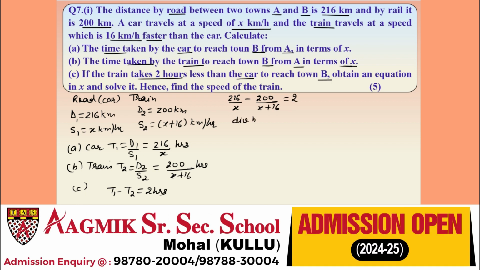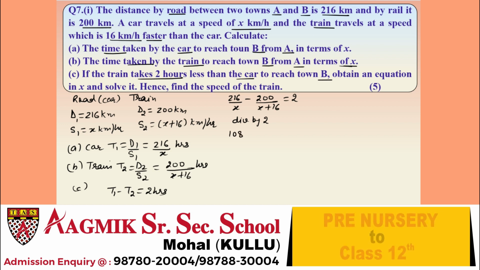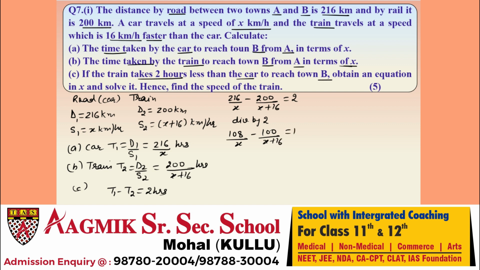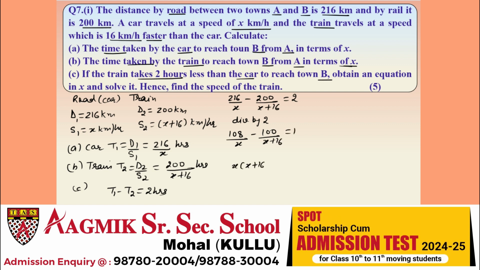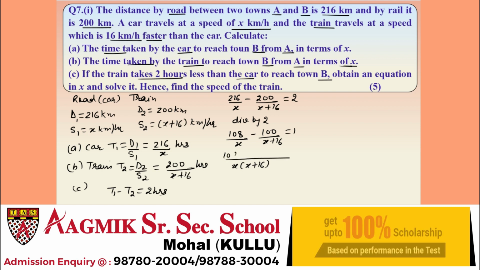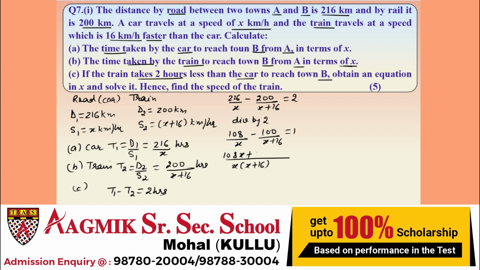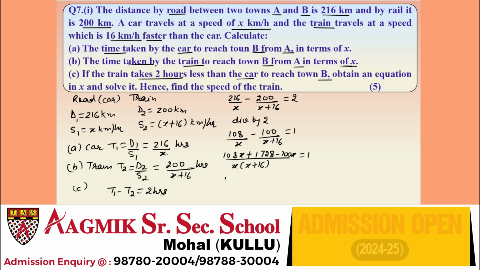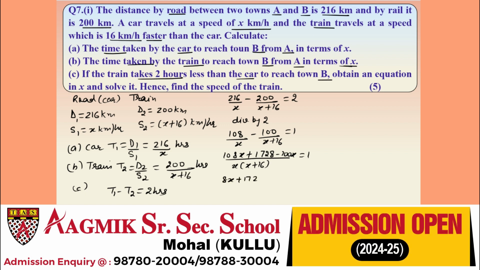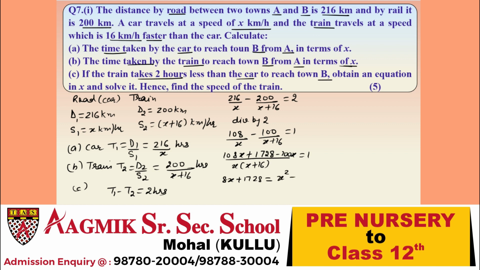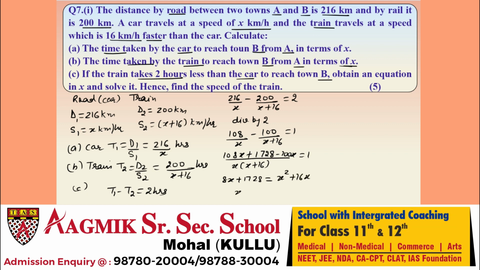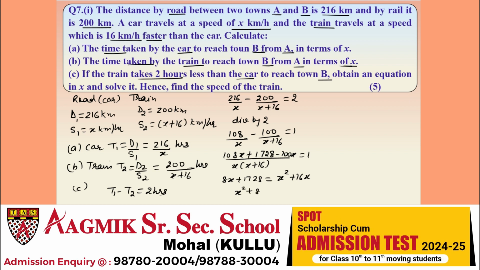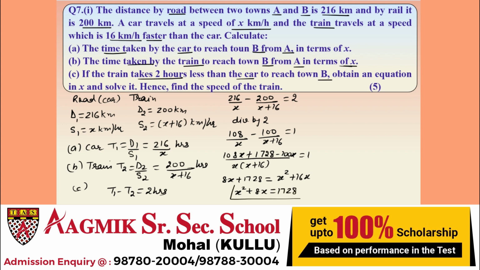Now we can divide both sides by 2. So that will give us 108 over x minus 100 over x plus 16, and this would be equal to 1. Take LCM, x into x plus 16. So we have 108x, 16 times 108 will be 1728, minus 100x is equal to x square plus 16x. So we get 8x plus 1728 is equal to x square plus 16x. So the quadratic equation formed is x square plus 8x equal to 1728. This is the quadratic equation formed.